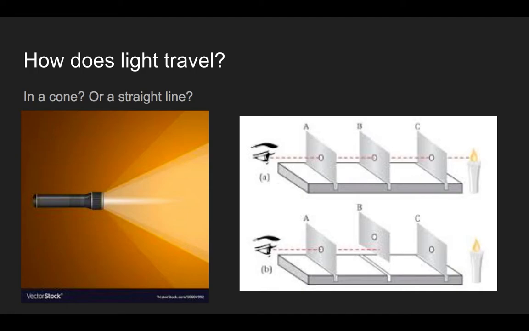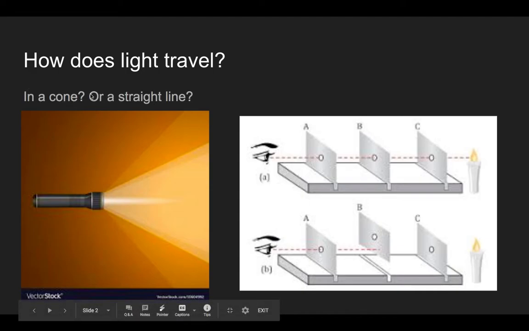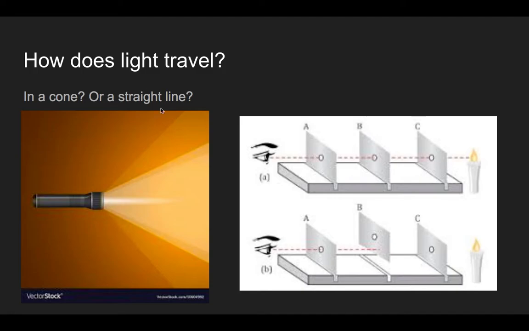First and foremost, remember physics, we're always talking about how things move. So it's like, how does light travel in general? That's sort of the first question. And often, if you just ask people how does light travel, usually people talk about it spreading out or traveling in a cone. Other times people will say that it's traveling in a straight line.